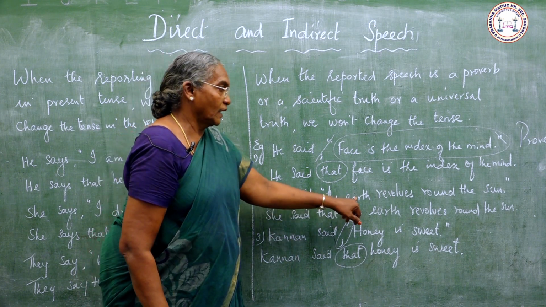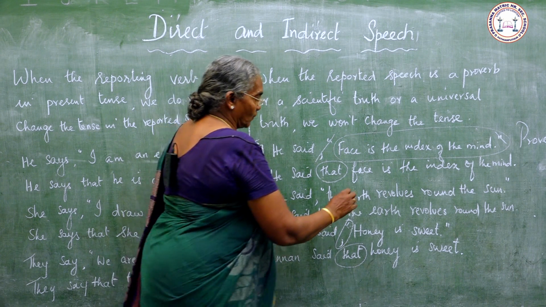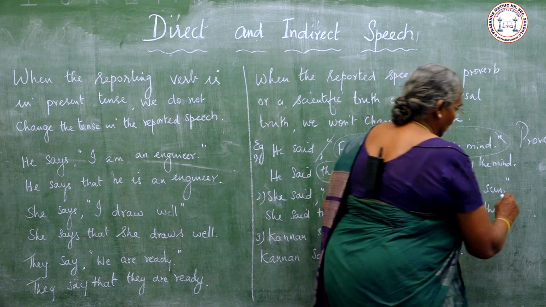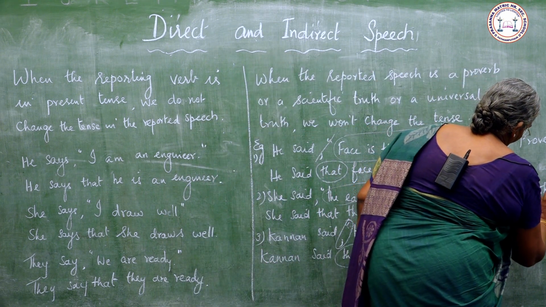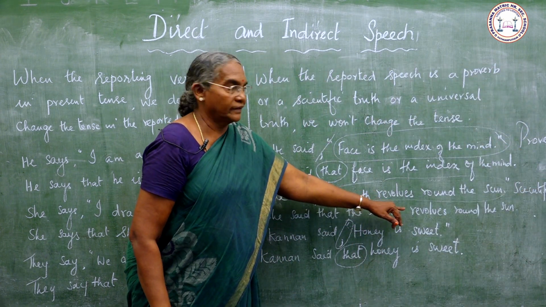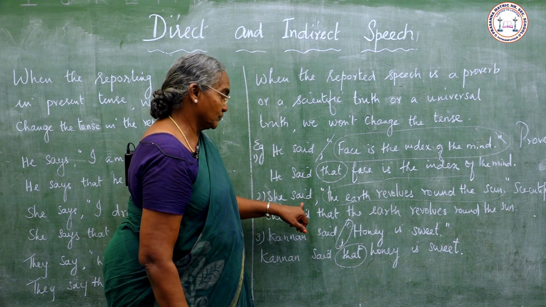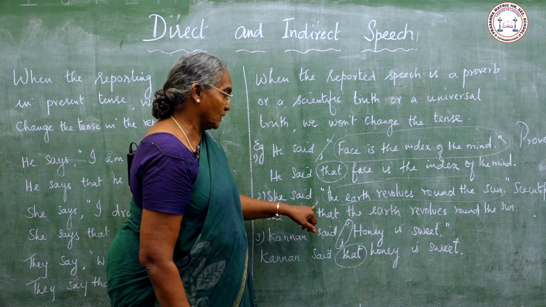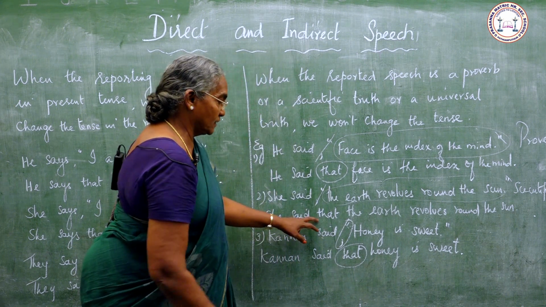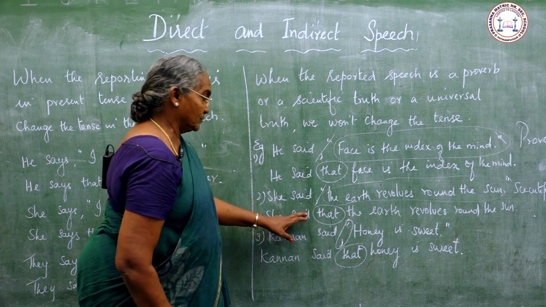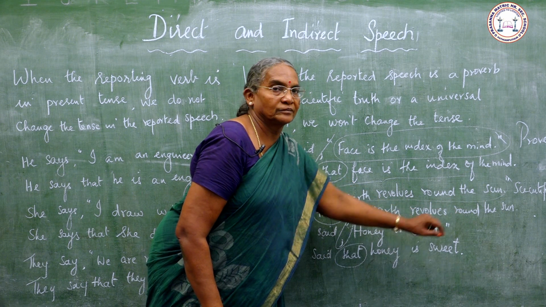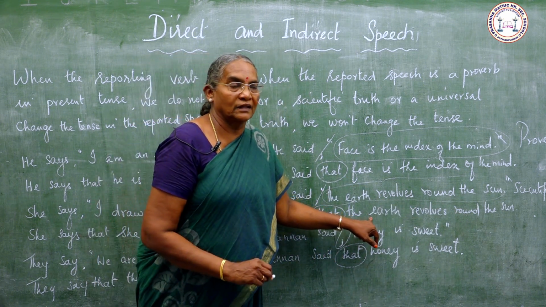She said, "The earth revolves round the sun." It is a scientific truth. So, no need of changing the tense. She said, here remove the comma and quotation mark, add the conjunction that, and repeat the sentence. She said that the earth revolves round the sun.